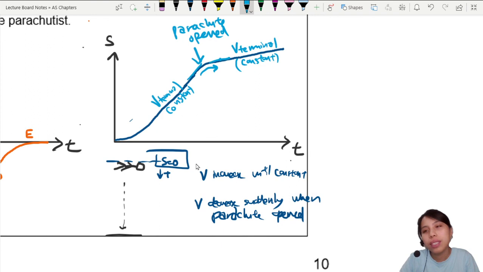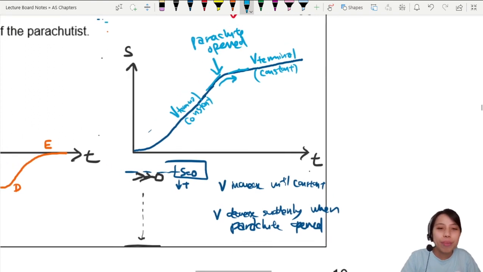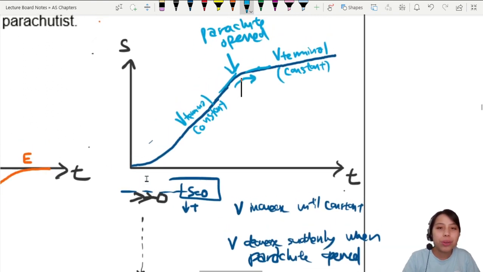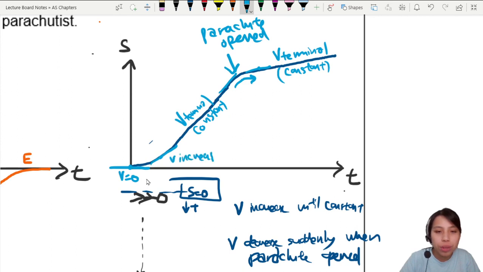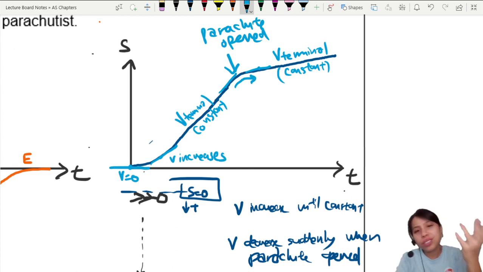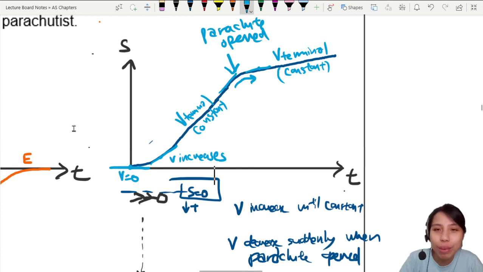Gradient here decreases. In the beginning, you must start off with a 0 gradient, by the way. Down here, 0 gradient, 0 velocity. Then the gradient slowly starts to increase, so V increases. So think about gradient and how it relates to displacement. Very rare they'll ask this question, but it's just a fun exercise to think about your kinematics graph.